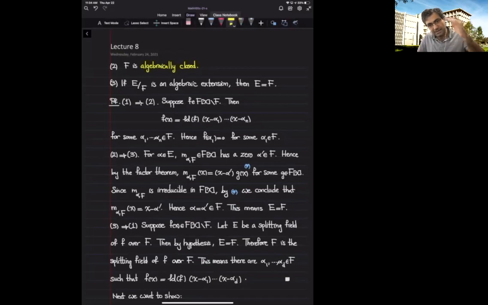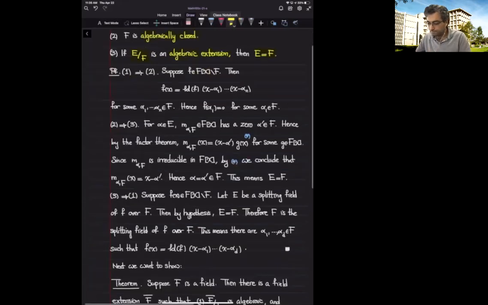So far, we are saying that any polynomial can be decomposed into linear factors. Now we want to say that there is no non-trivial algebraic extension. This is equivalent to saying that if E over F is an algebraic extension of the field F, then E is the field F. We don't have any non-trivial extension of the field F that is algebraic.